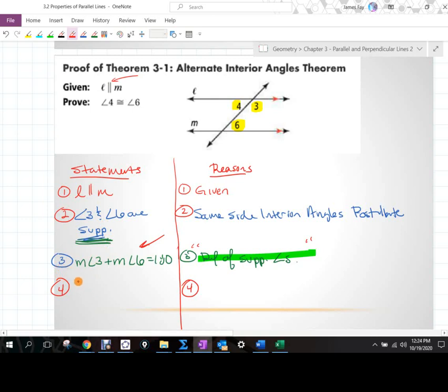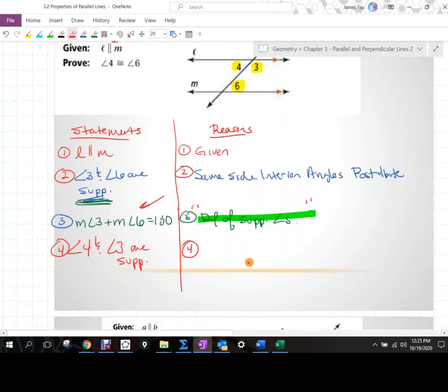But I'm going to write now that angle 4 and angle 3 are supplementary. Does anybody know why they're supplementary? What do they create? A straight line, right? You guys remember that, and they're adjacent, right? So you have two angles that form a straight line. They are a linear pair, right? Okay, we had a linear pair postulate.